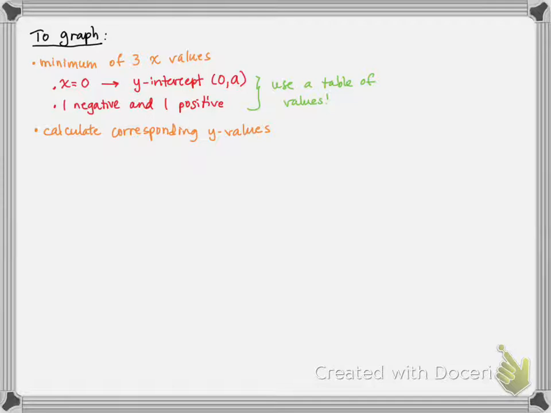Okay, and then we're going to graph the 3 or more ordered pairs. Personally, I'm going to go with 5, so you'll see that. Now this one you can't just connect, you're going to have to sketch because we've got this curve coming in. Sketch out the curve.